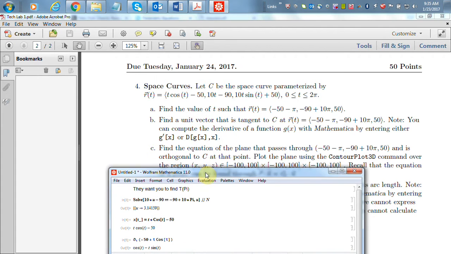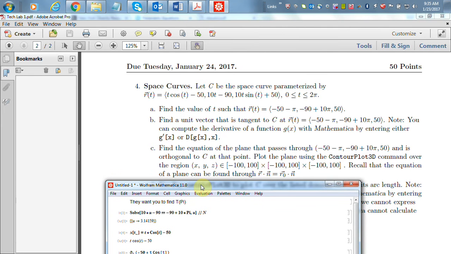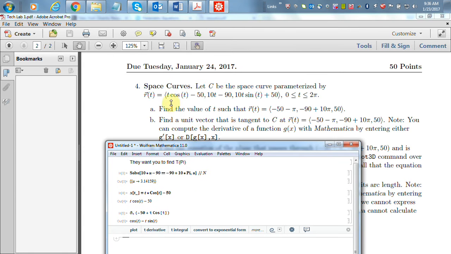That will give you the derivative, and you might have to do some pencil and paper work in between. So you find the derivative of the r of t, and then you normalize it by dividing by the magnitude after you plug in the value of pi.